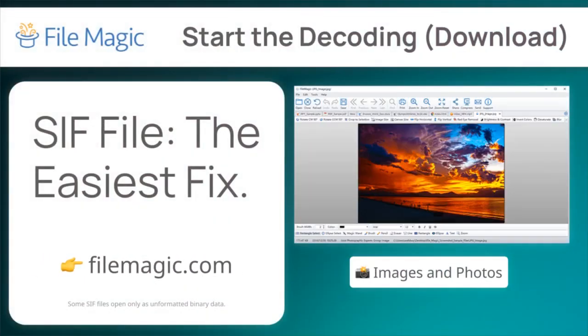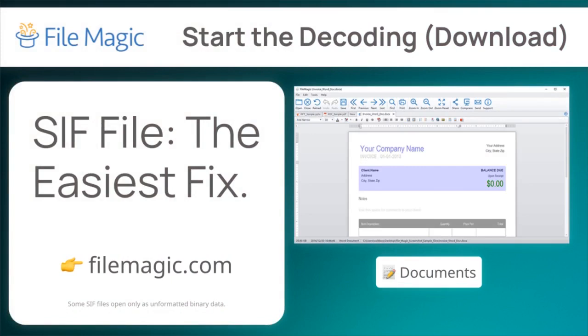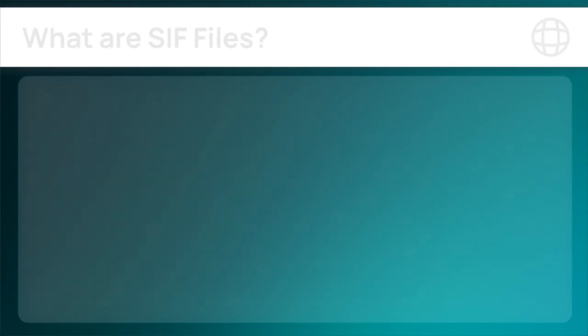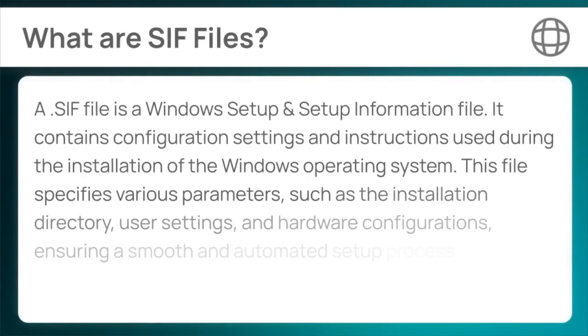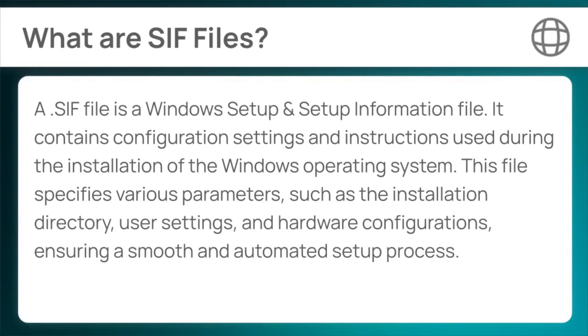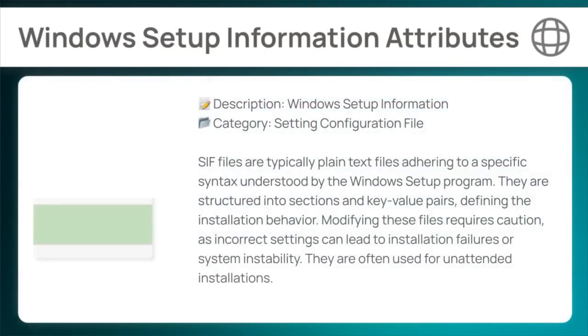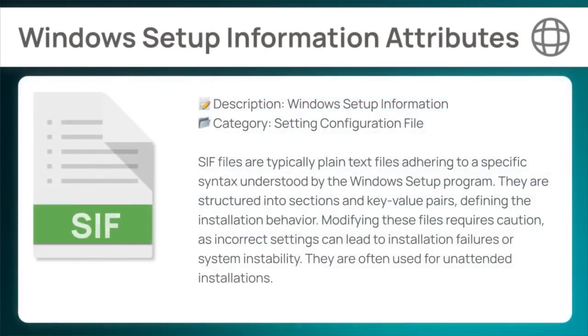This solution is entirely reliant on one powerful SIF file inspection tool that you can use for hundreds of other file issues and formats. A SIF file is a Windows setup and setup information file. It contains configuration settings and instructions used during the installation of the Windows operating system. This file specifies various parameters such as the installation directory, user settings, and hardware configurations, ensuring a smooth and automated setup process. SIF files are typically plain text files adhering to a specific syntax, understood by the Windows setup program.